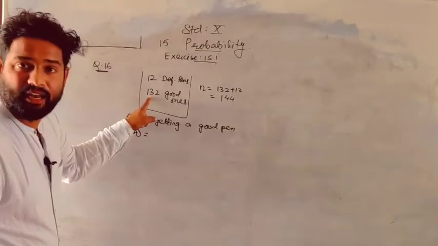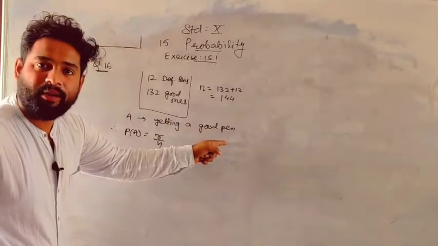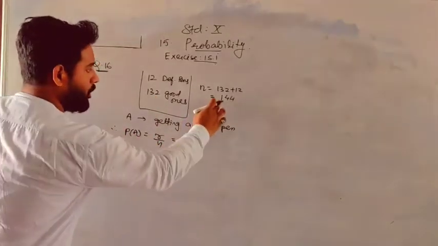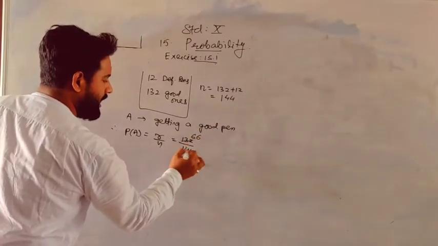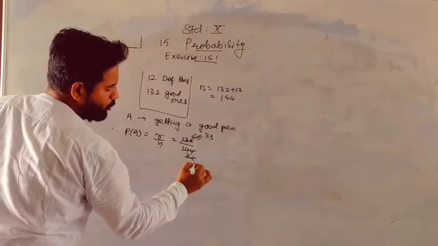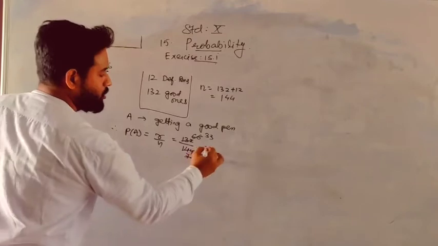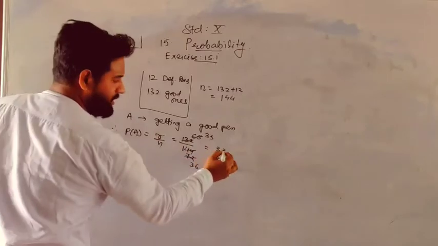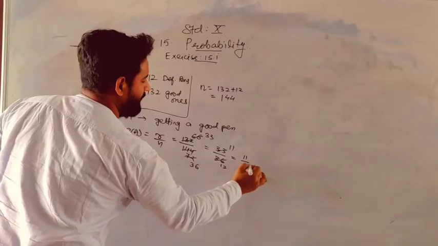Now count how many good ones are there. 132. We know that the probability is R by N. R is whatever number of good pens there are. How many good pens are there? 132. So 132 upon N. N is the total. How many total pens are there? 144. Right? Cancel it. 2 6s are 12, 2 7s are 14, and 2 2s are 4. Again 2 3s are 6, 3s are 9, and 2 3s are 6. Probably 33 by 36 is your answer. Again it will be cancelled with 3: 3 1s are 3, and 3 12s are 36. So the final answer is going to be 11 by 12.